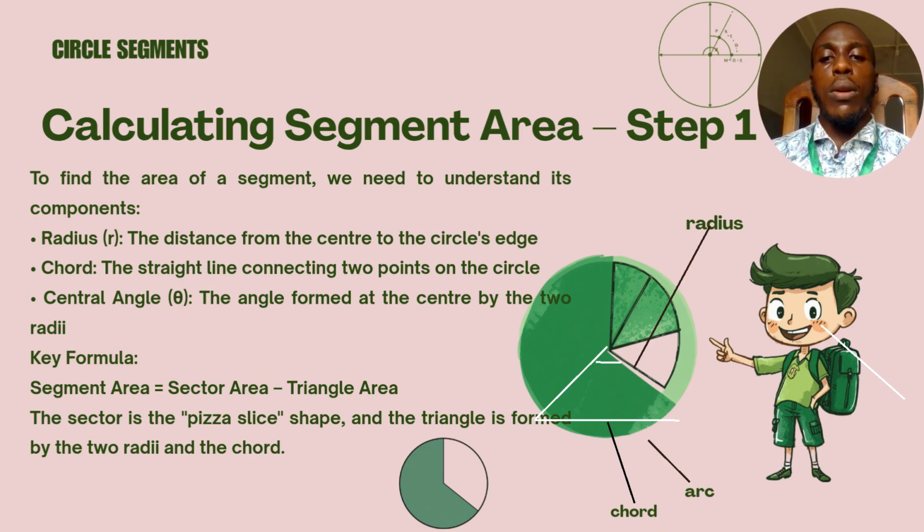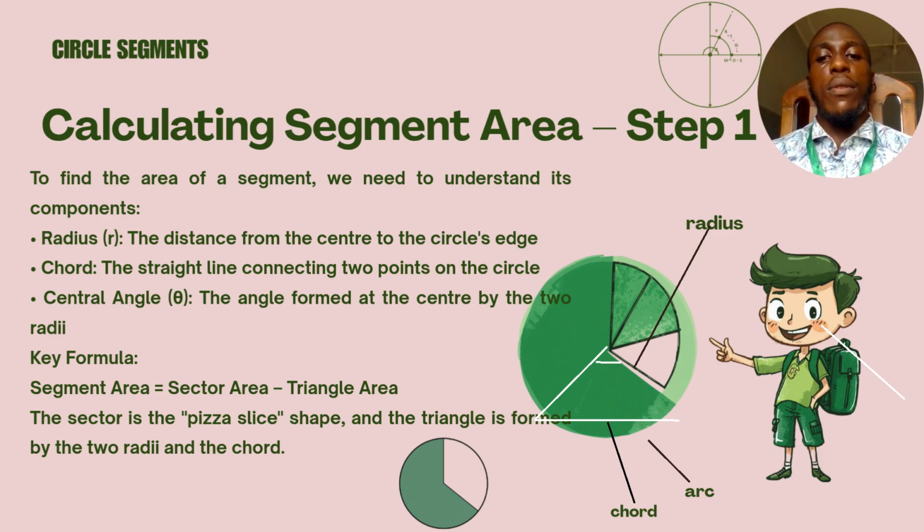The second key component is the chord. A chord is a line drawn from one part of the circle to another part. The third is the central angle. That's the angle formed at the center by the two radii. The angle formed is known as the central angle, and you will always be given a central angle when you are calculating the area of a segment.